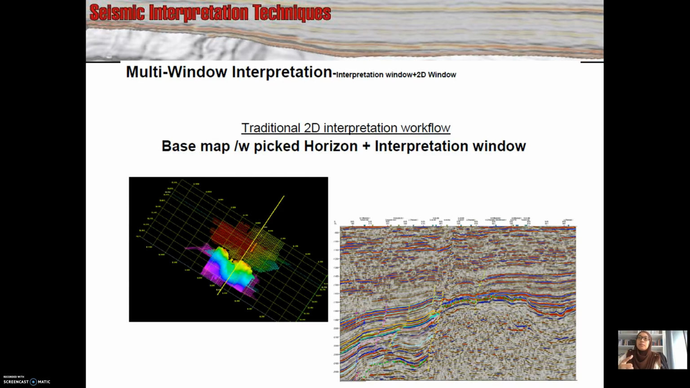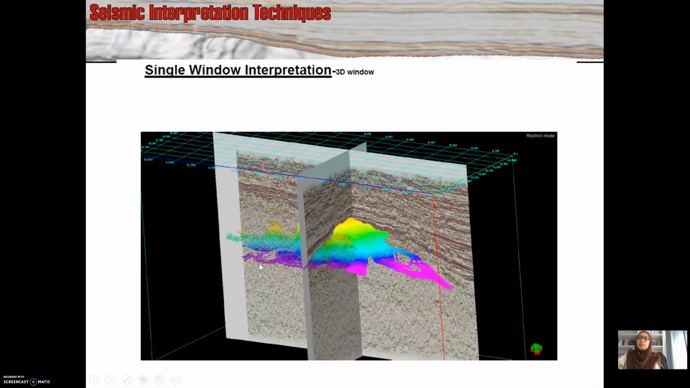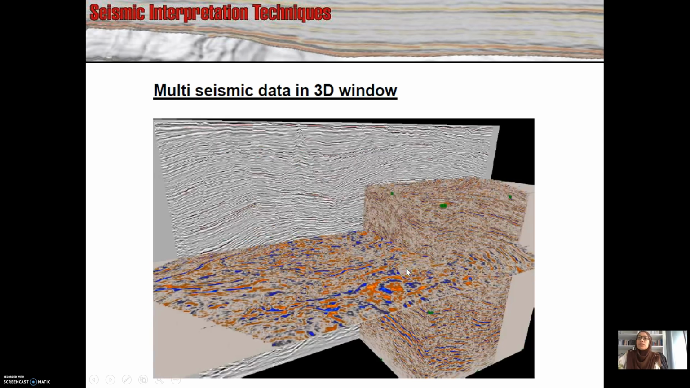And this is a multi-window interpretation where you can check your interpretation on this particular line, which is shown as this yellow straight line here, and you can actually double check it in a 3D view. So you can combine your interpretation in one 3D window. You can see everything. You can see what you have picked, what you haven't picked, and so on. And you can see them correlated in the inline and cross-line directions.